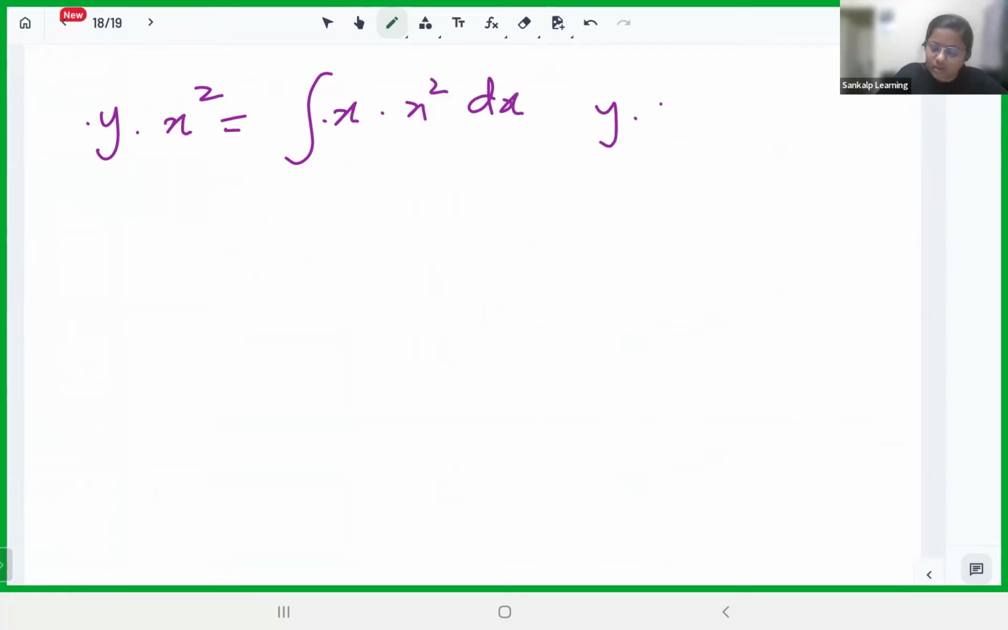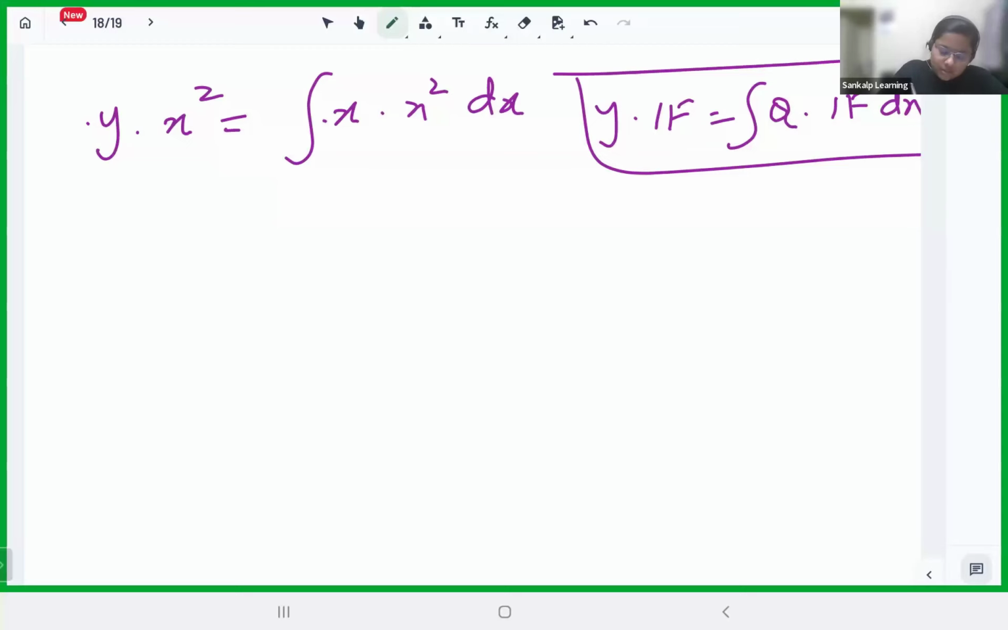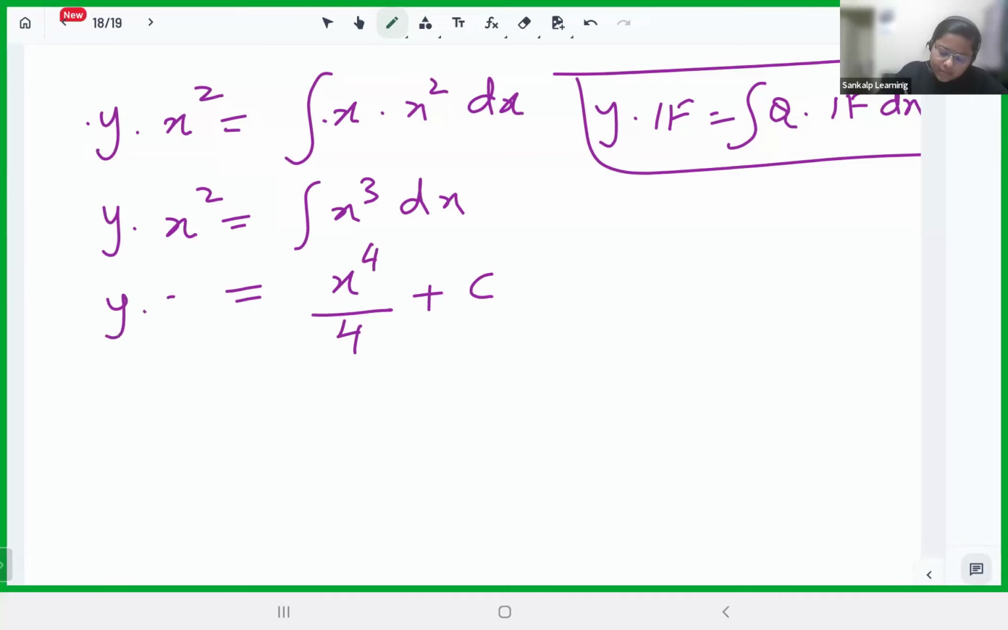Now y into x square is equal to integral, what was our q? Q was x. X into x square dx. This is the formula that we are using here: y into integrating factor is equal to integral q into integrating factor dx. So this is y into x square is equal to integral x cube dx. What is integral x cube? It is x raised to 4 by 4 plus c. So this is y into x square is equal to x raised to 4 by 4 plus c.